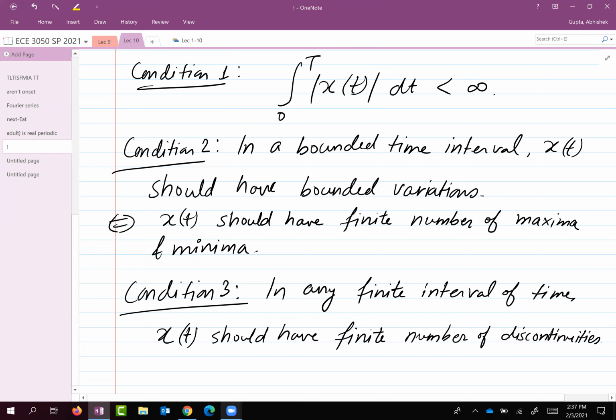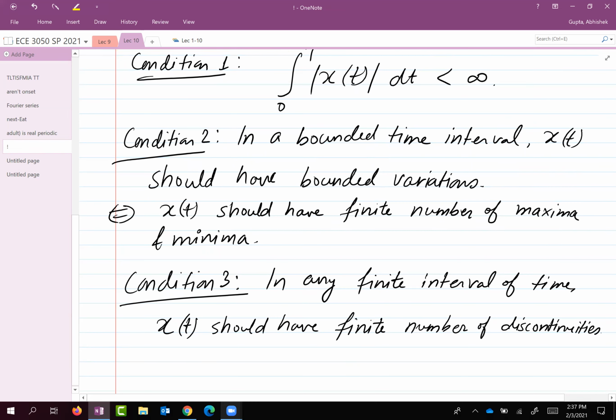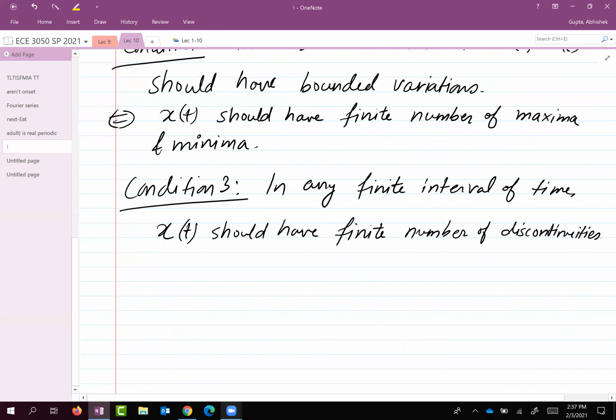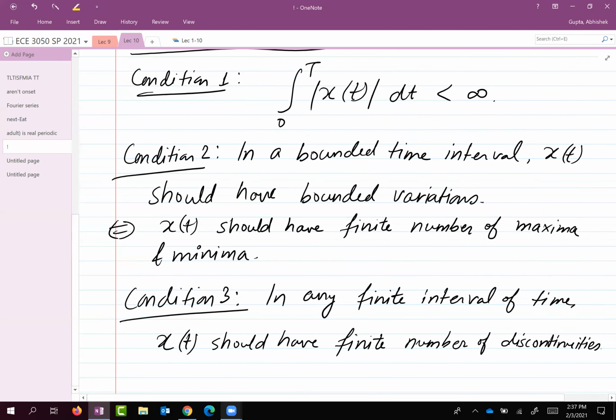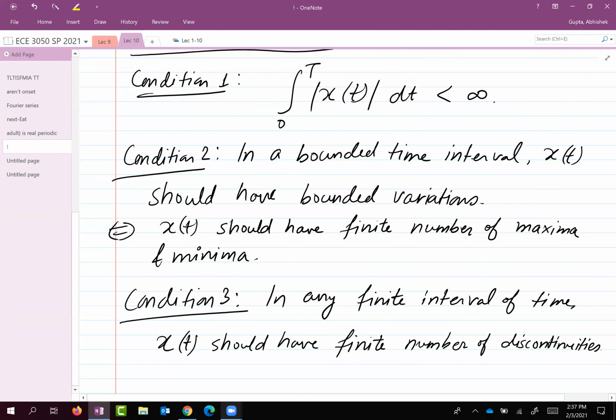Okay, so if these three conditions are satisfied, if your periodic signal x(t) satisfies condition 1, condition 2, and condition 3, you can write it in a Fourier series form. You can write it as a sum of harmonically related complex exponential signals. Now let's examine each of these conditions. Any questions so far on conditions 1, 2, and 3?